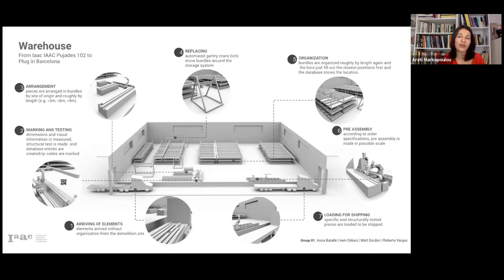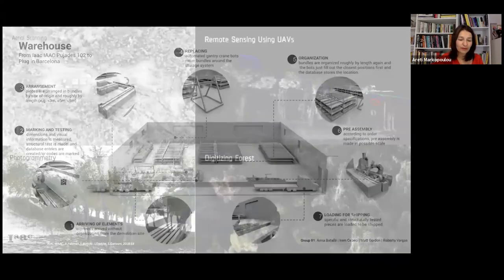Of course, in order to do that, especially the disassembly part, we need to have certain infrastructures, right? So we're also envisioning that there should be certain circular hubs in the cities where these materials could be sorted, could be processed if necessary, could be separated, and then could become, let's say, the central infrastructure to create these libraries of materials that can be reused.